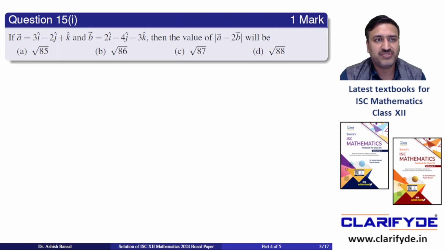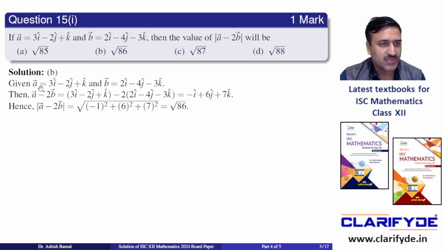This is question number 15, first part. If vector A equals 3i cap minus 2j cap plus k cap and vector B equals 2i cap minus 4j cap minus 3k cap, then the value of modulus A minus 2B will be, that needs to be found. The correct answer is B. Because we are given A and B, we can compute vector A minus 2B, which is minus i cap plus 6j cap plus 7k cap. Then its modulus would be computed as root 86.